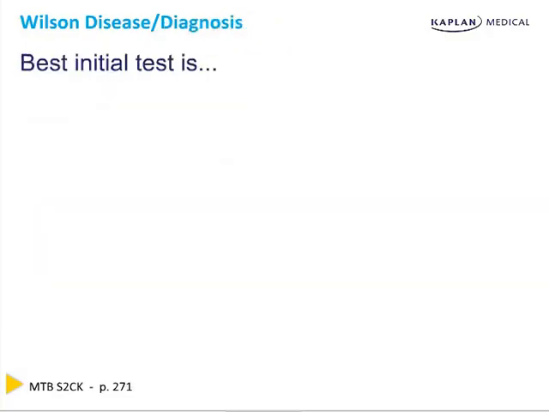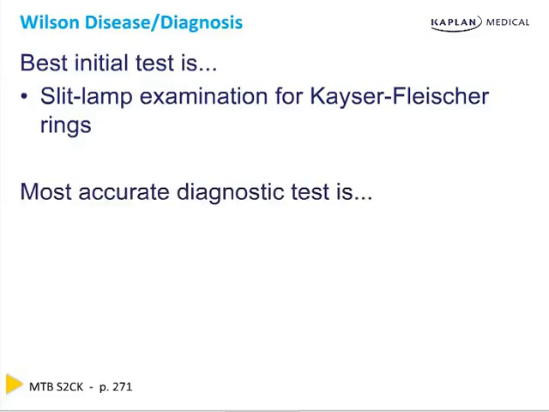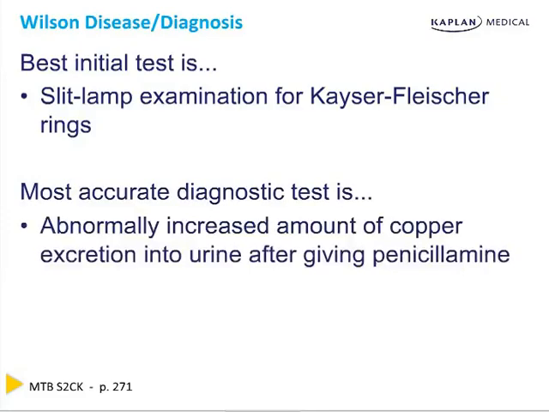The best initial test is a slit lamp examination looking for Kaiser-Fleischer rings. A Kaiser-Fleischer ring is a brownish ring around the eye from copper deposition. The most accurate diagnostic test is an abnormally increased amount of copper excretion into the urine after giving penicillamine.